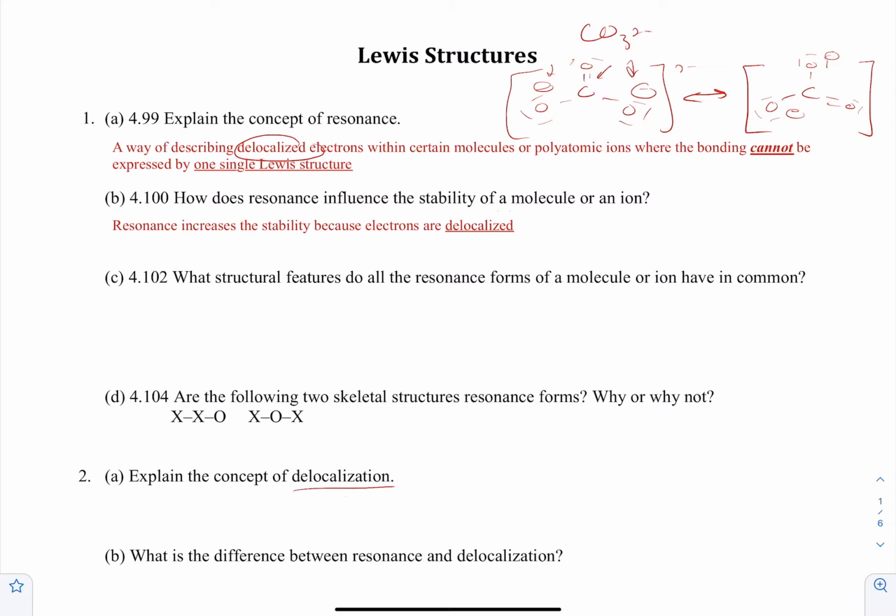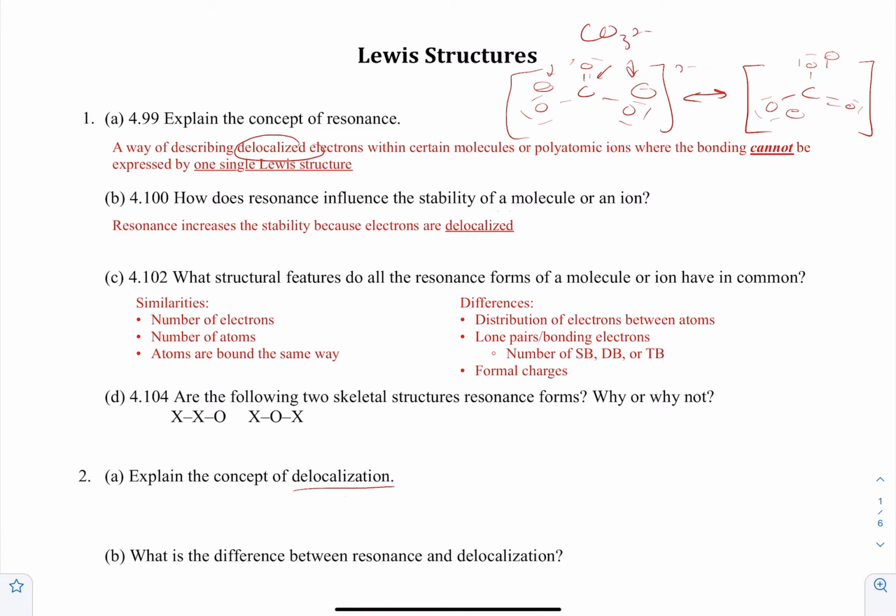So what structural features do all resonance forms of a molecule or ion have in common? Well, I've made a list here of things that you can note down. So of similarities between resonance forms of molecules, so resonance structures, the similarities would be the number of electrons, number of atoms, and the way that those are bound. So notice that when I drew this carbonate up here, I didn't change the fact that carbon was the center atom, for example. I didn't put oxygen in the center, right? Everything's still bound the same. All that's changed is the arranging of electrons around it, the distribution of electrons between atoms, okay?